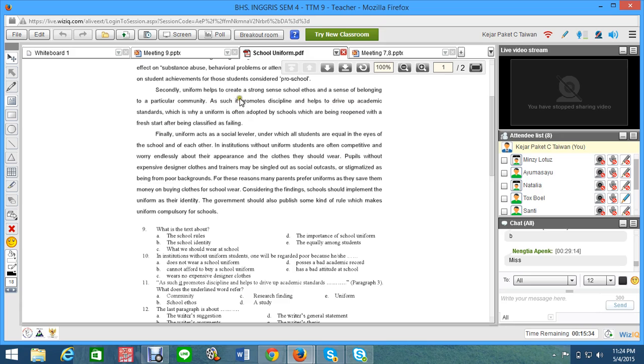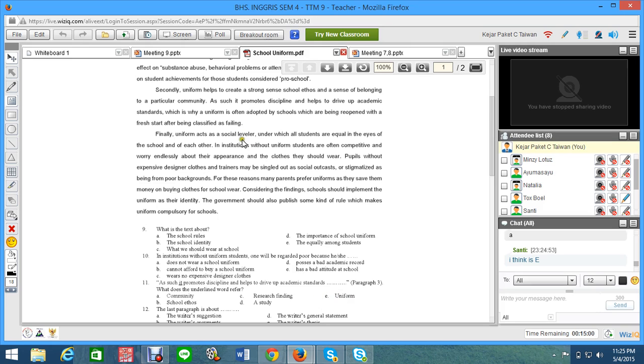Jadi it di sini refers to ada community, school others, research finding, a study uniform. Yang mana? Bukan B. Not B. Not school others. There's no school others there. No A. No. Yeah, E. It should be E. How do you know that?